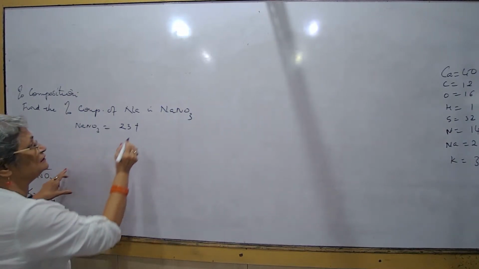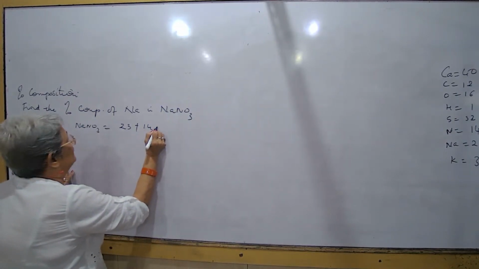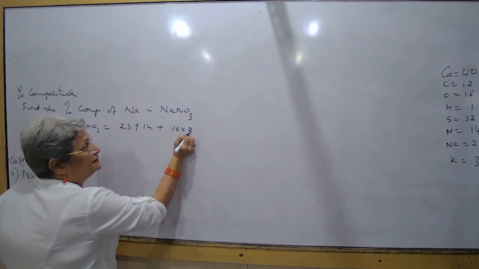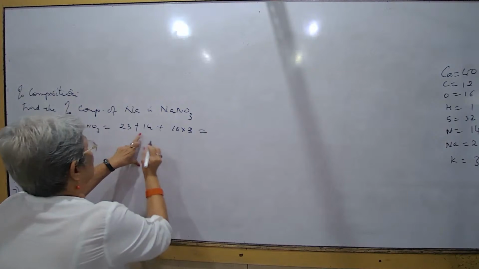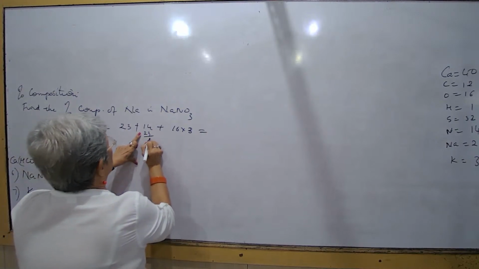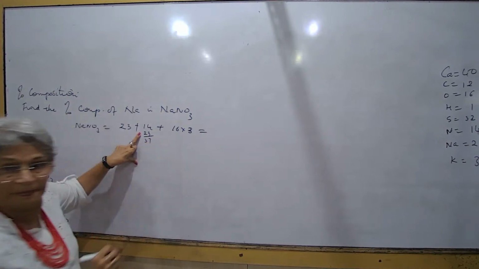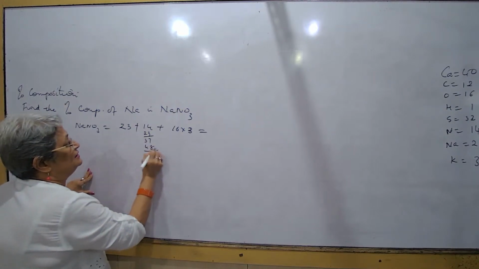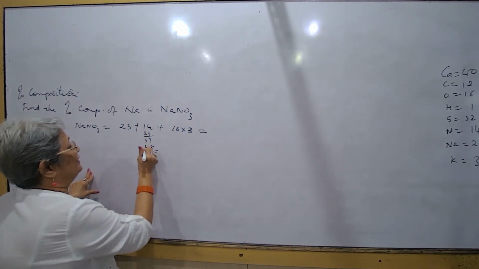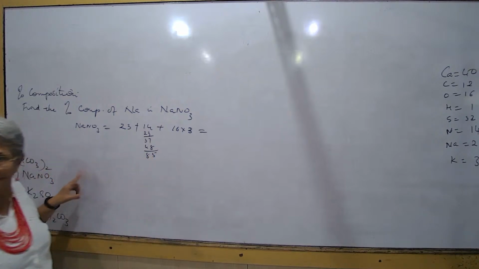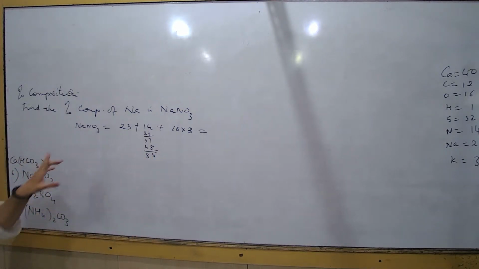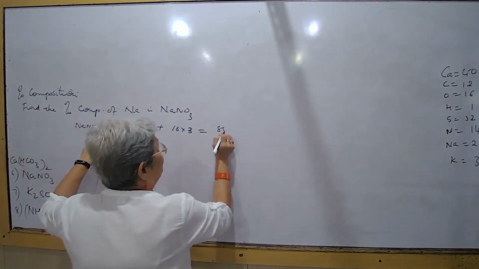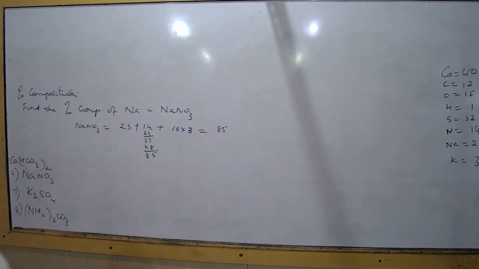23 plus 14 plus 16 into 3. Correct? That means what now? 23 plus 14 is 37. Am I correct? Plus 48 is 85. So the molecular weight of sodium nitrate is 85.